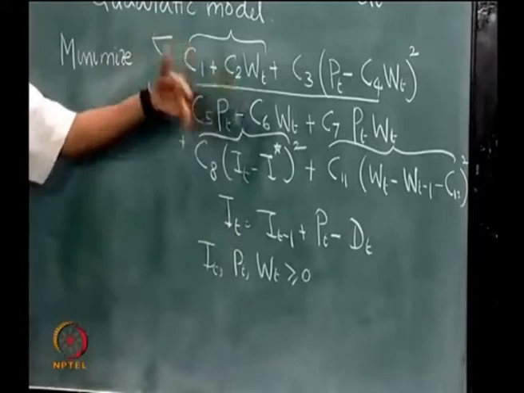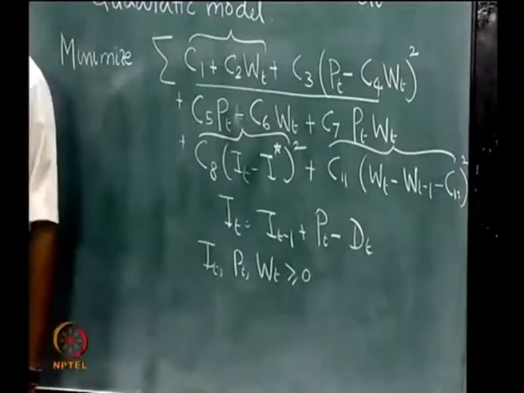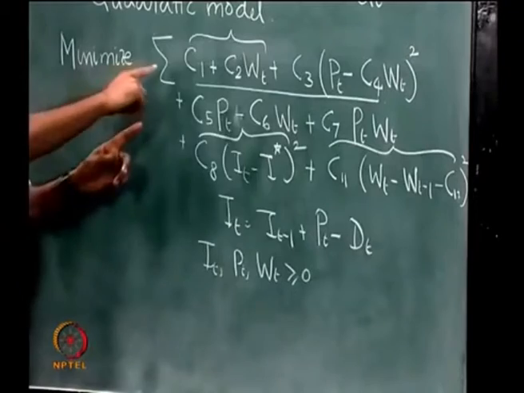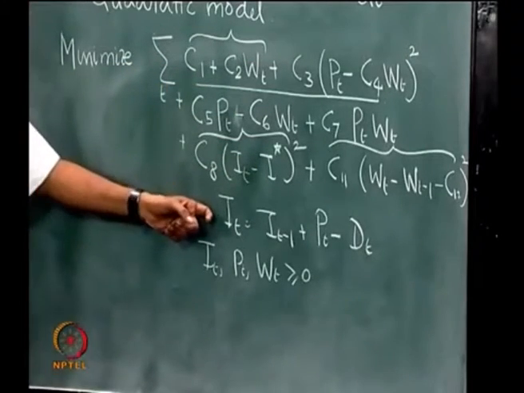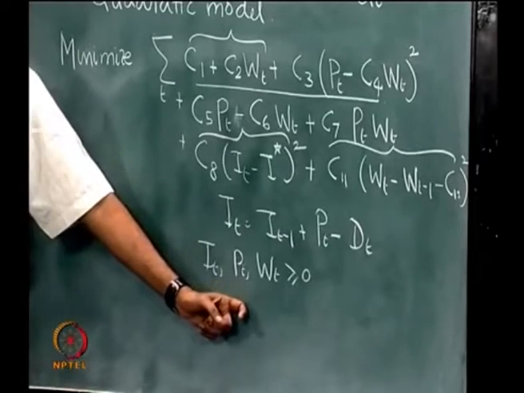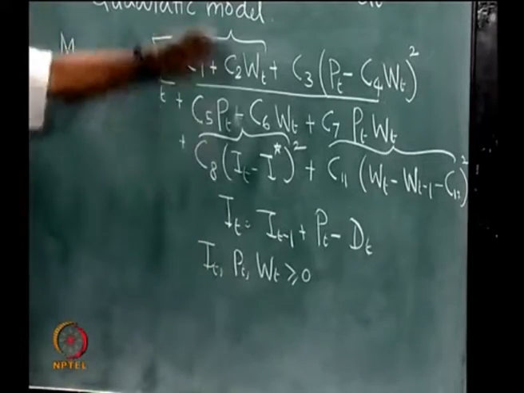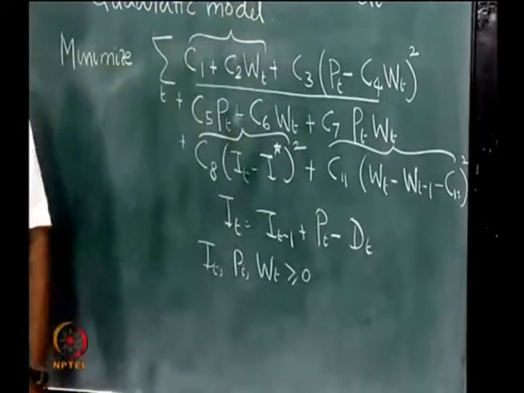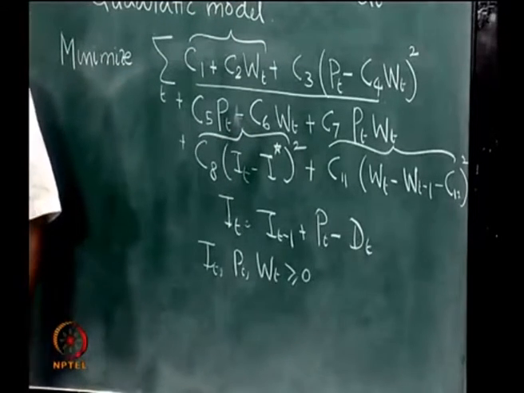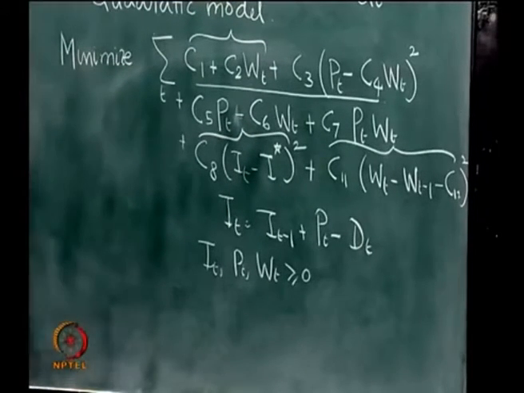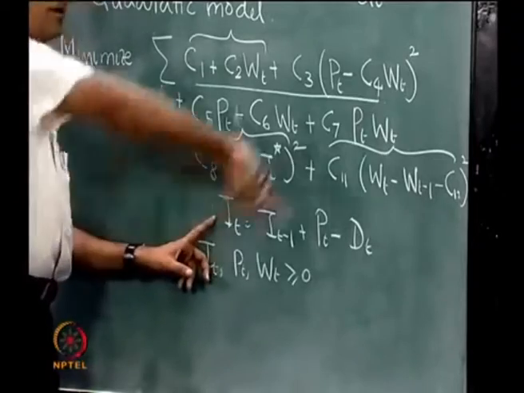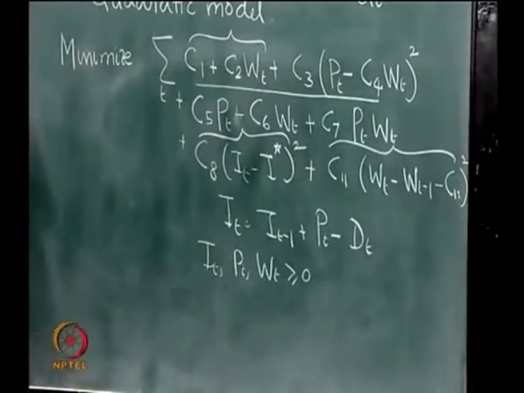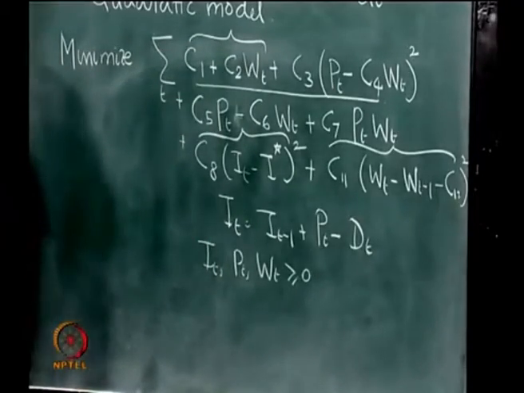So, one may look at other objective functions also, but the objective function is quadratic, the constraints are linear, and then we have non-negativity restrictions on the variables. So, this becomes a quadratic programming problem, which can be solved in many ways. A popular way is to take this constraint into the objective function using a Lagrangian multiplier, and then one could solve.